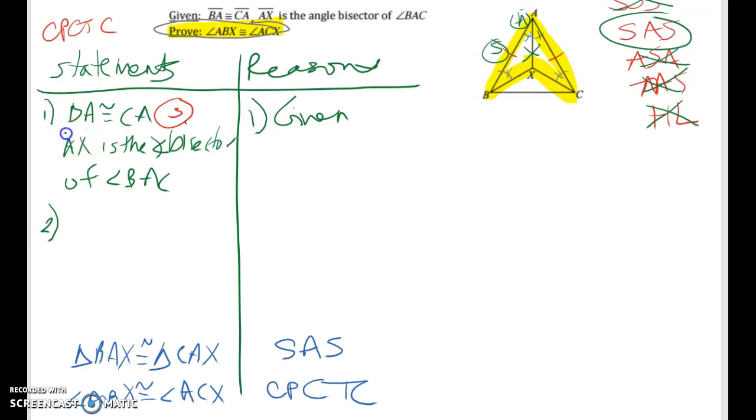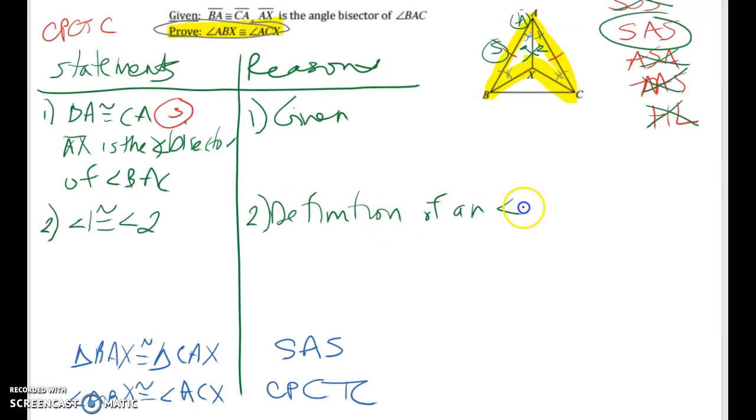So they gave me AX is the angle bisector of angle BAC. Well, what does that tell me? That tells me that I'm going to put a little 1 here and a 2. So that tells me that angle 1 is congruent to angle 2. And that is the definition of an angle bisector.